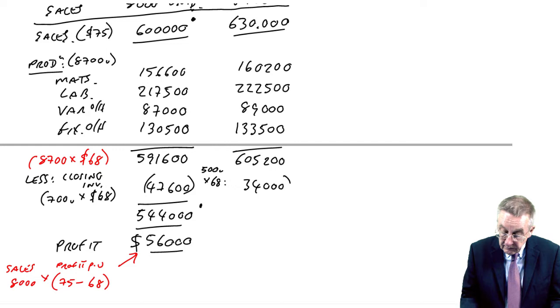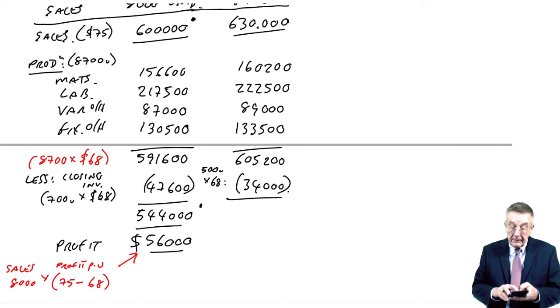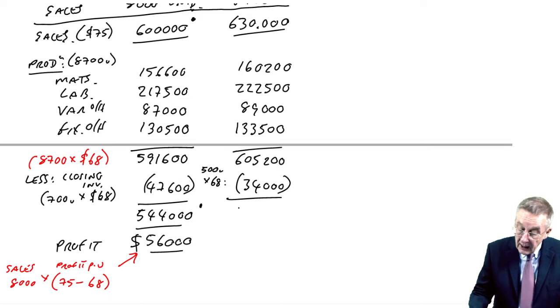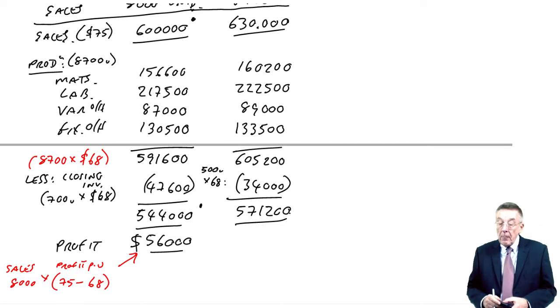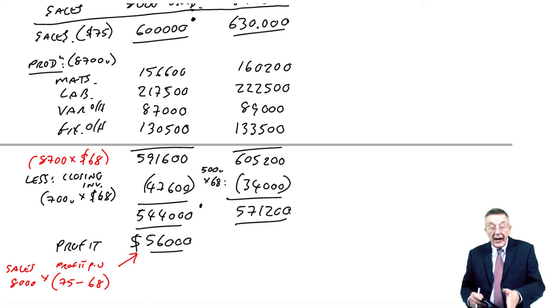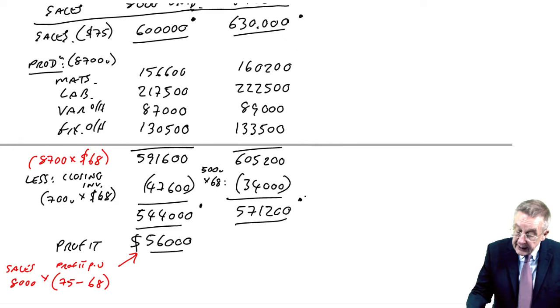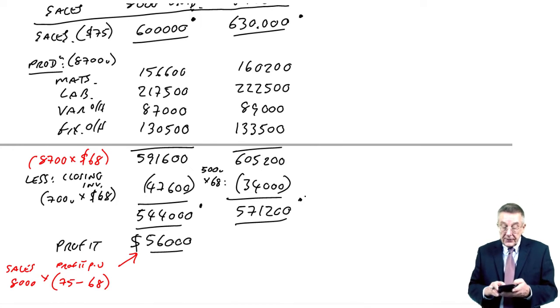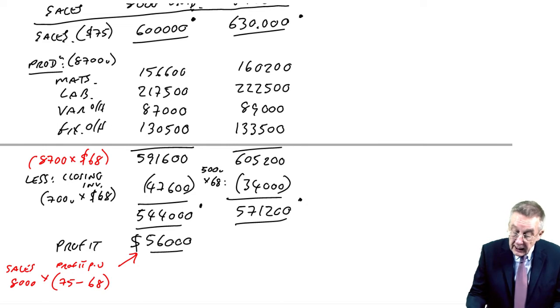34,000. That gives the cost of sales of 571,200, and therefore the flexed profit, 630 revenue minus 571,200 costs, is 58,800.